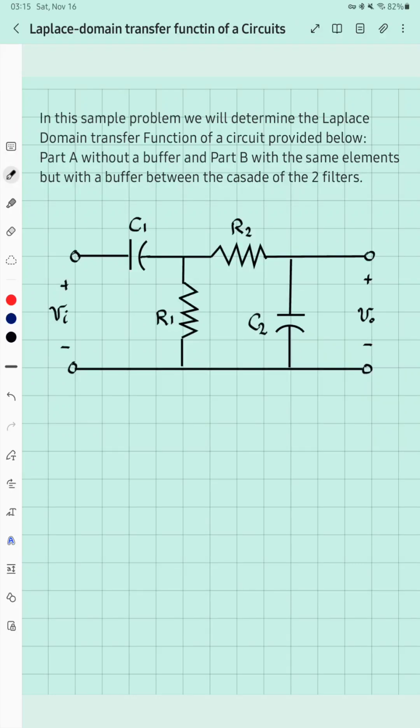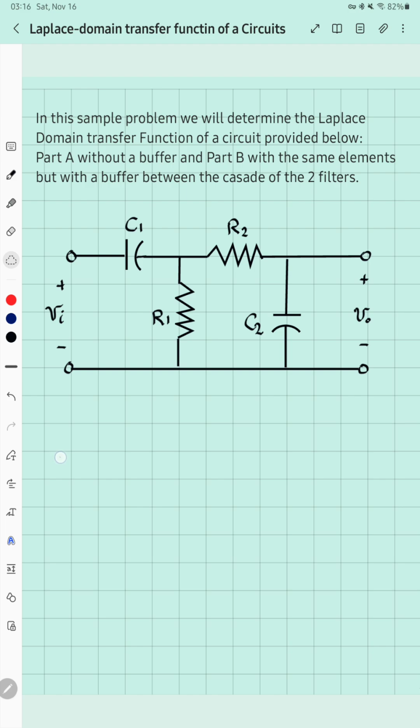In this sample problem, we'll determine the Laplace domain transfer function of the circuit below. Part A is without a buffer, as it is, and part B has the same elements, two capacitors and two resistors, but with a buffer in between, cascading the two filters.